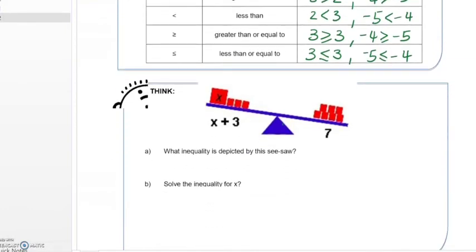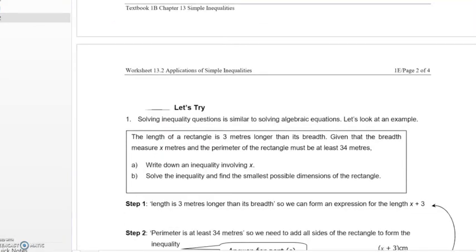Okay, so let's move on. There is this seesaw example over here. And you should know how a seesaw works. Basically, the heavier side will always be lower, right? So what inequality is depicted by this seesaw? Well, you can say that x + 3 is less than 7, right? And so if we are being asked to solve the inequality, you can remove this question mark. Solve the inequality, then you are subtracting 3 on both sides. So you should get x is less than 4. Okay, so let's move on to the next page.